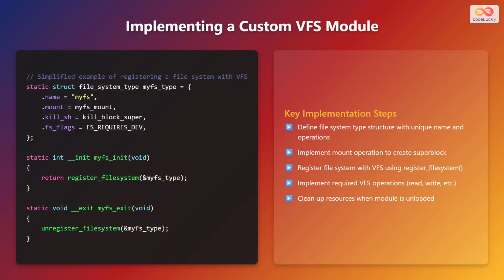To implement a custom VFS module, follow these key implementation steps. First, define the file system type structure with a unique name and operations. Second, implement the mount operation to create a superblock. Third, register the file system with VFS using the register file system function. Fourth, implement required VFS operations such as read, write, etc. Finally, clean up resources when the module is unloaded.